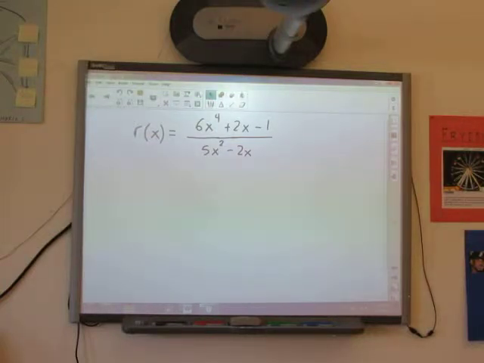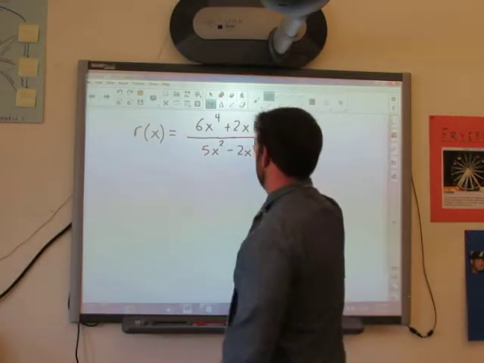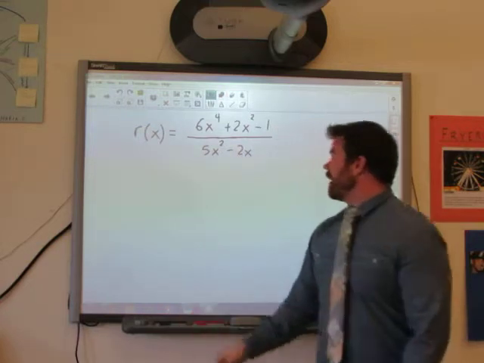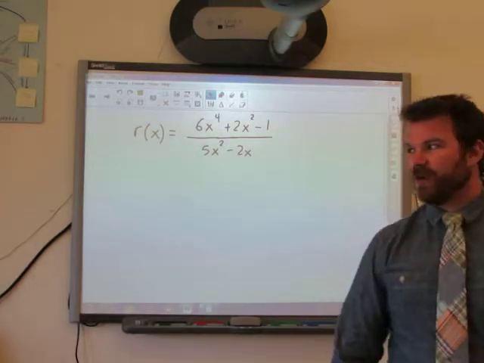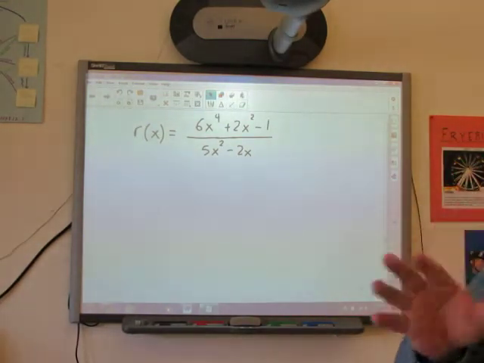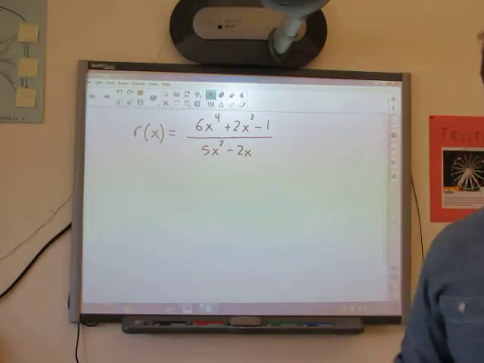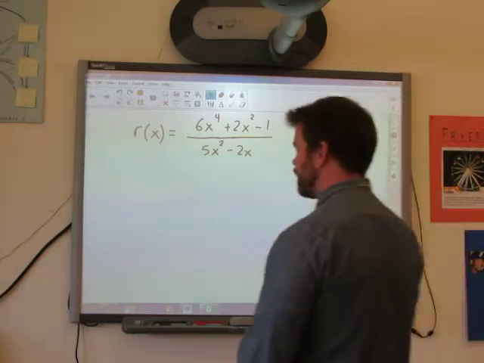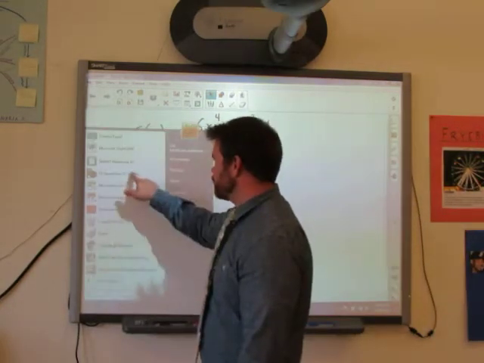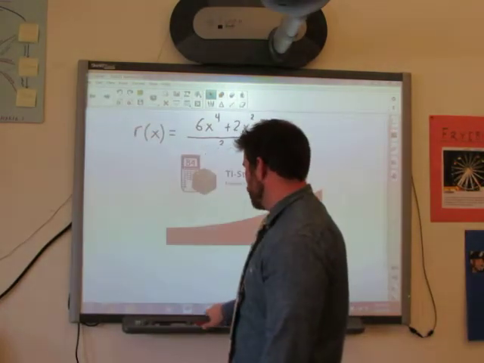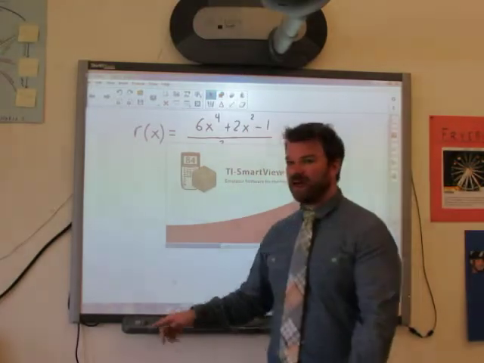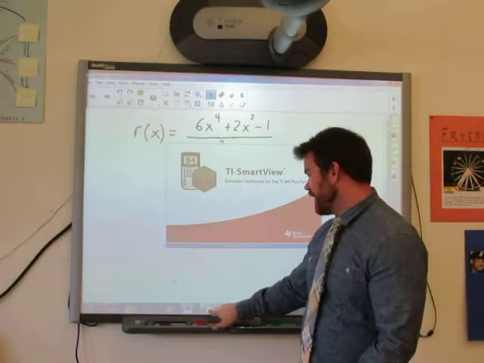Okay, so let's take a look at a rational function like this. It looks pretty complicated. We have 6x to the fourth plus 2x squared, doesn't really matter here, minus 1 over 5x squared minus 2x. Now, I will tell you right now, your calculator is not going to be very helpful in graphing these. It has a very difficult time graphing rational functions because they have asymptotes. So you're going to need to know what these look like without a calculator, which is actually not that bad.